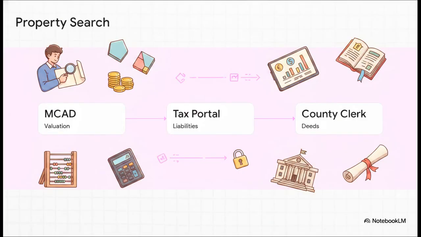So, we're going to take you step by step through this exact practical sequence. Step 1, starting at the appraisal district for valuation. Step 2, moving over to the tax portal for liabilities. And Step 3, finishing up at the county clerk for deeds. Honestly, if you just follow these 3 steps, you can't go wrong.